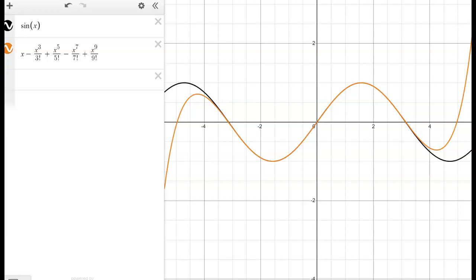We can do it with our cosine. We can do it with our exponential, with e, and it allows us to use a polynomial near a certain point when figuring out sine, instead of using our sine function. So that's our Taylor expansion for sine.